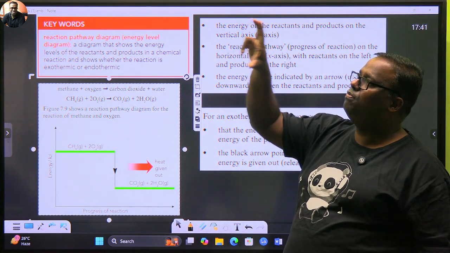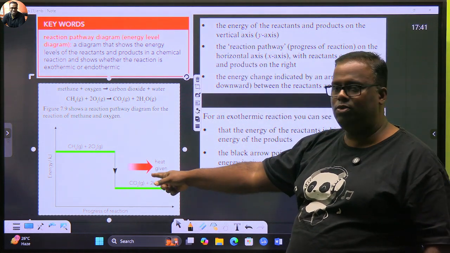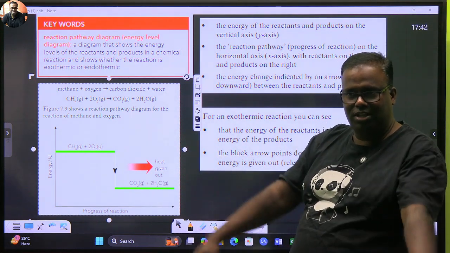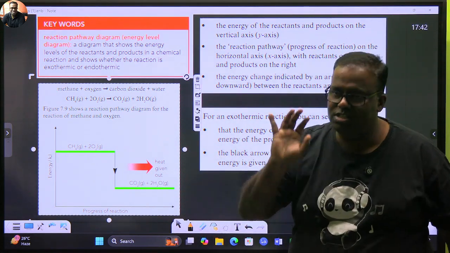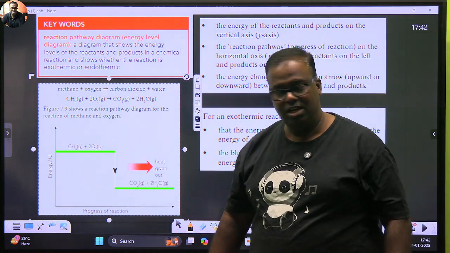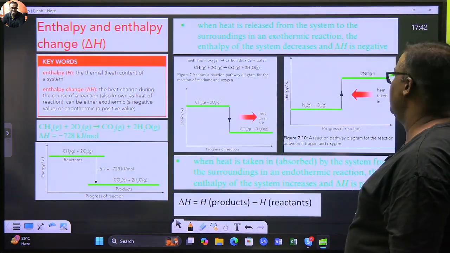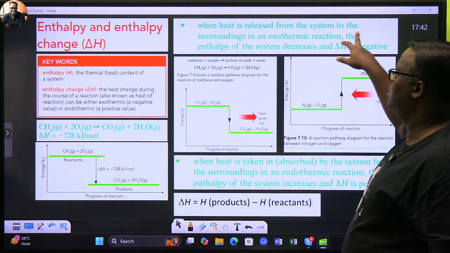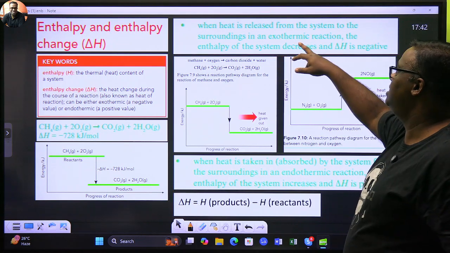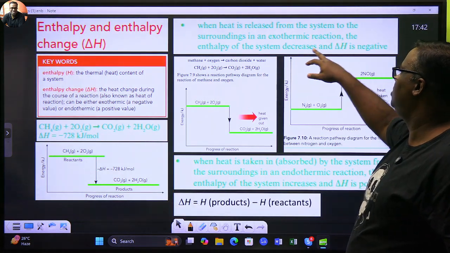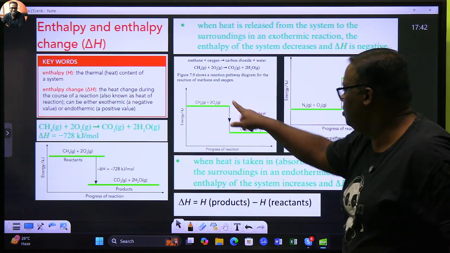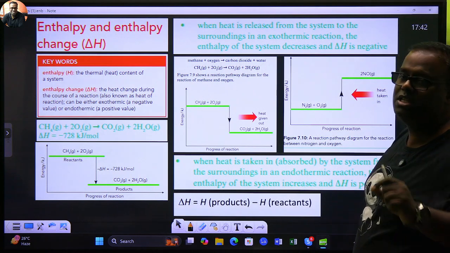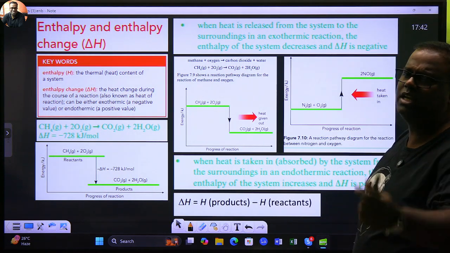This much is the final transaction. This is the heat with which you are cooking your food. Are you getting it? Because cooking my food is the surrounding, obviously. Any questions till now? Is it clear? Understood? So let's go back to our blocks, okay? Have we understood this particular block? So we say when heat is released from the system to the surroundings in an exothermic reaction, the enthalpy of the system decreases and delta H is negative. This is the protocol. Delta H is negative.